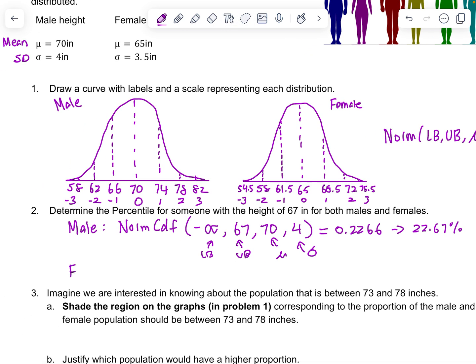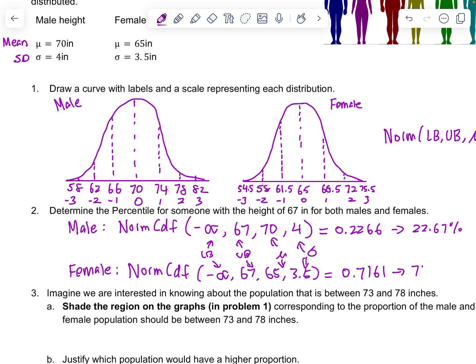So now for female, we do similar things. NormalCdf, and the lower bound and upper bound are the same, but the mean, you just plug in what you're given. 65 for the mean and 3.5 for the standard deviation. Also label them. And then if you put that in the calculator, you get 0.7161. So that means there are around 71.6% of the female population have a height of 67, which is again what we predicted, because it is above the mean, and there's more people who have a height of 67.